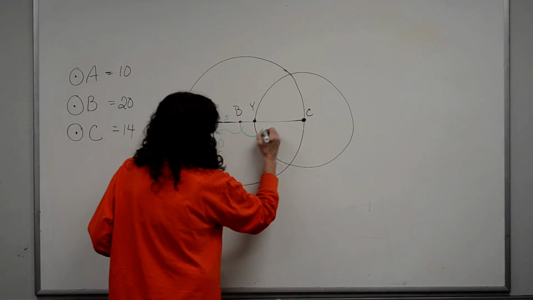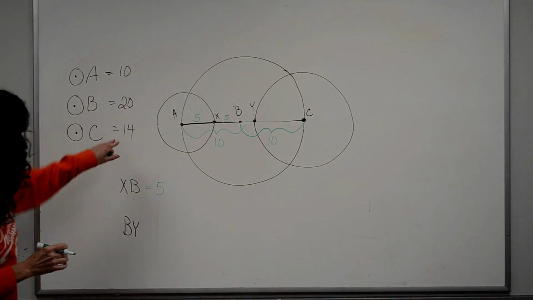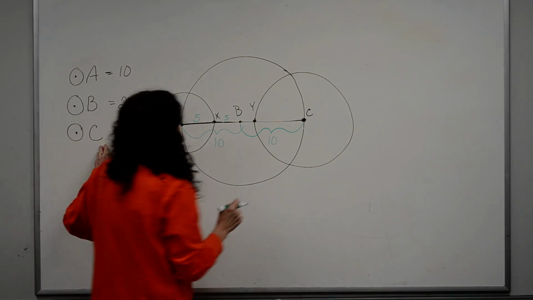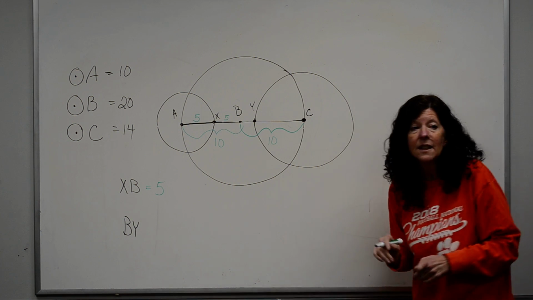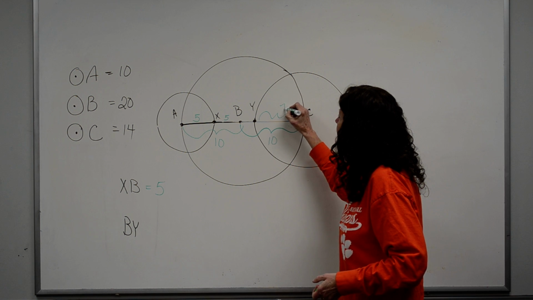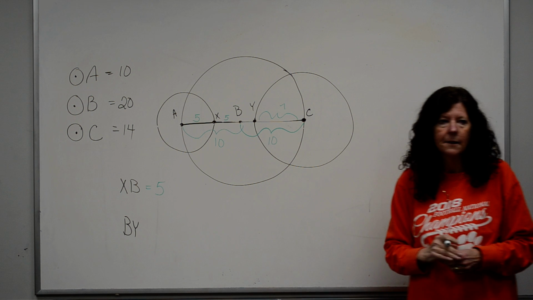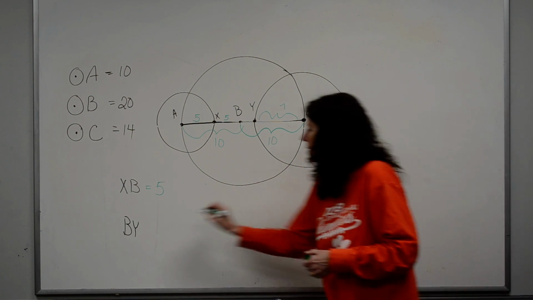20, which means from here to here is going to have to be 10, right? But then I go down here to the C, the diameter of C is 14, so the radius of C has to be 7, correct? So what's the distance from here to here? 3. Okay, does that make sense?